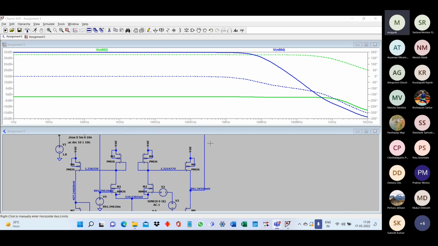The green one, that means your GM2 is not proper. So the green one is showing that the first stage gain is still low. So we need to figure out what it is.